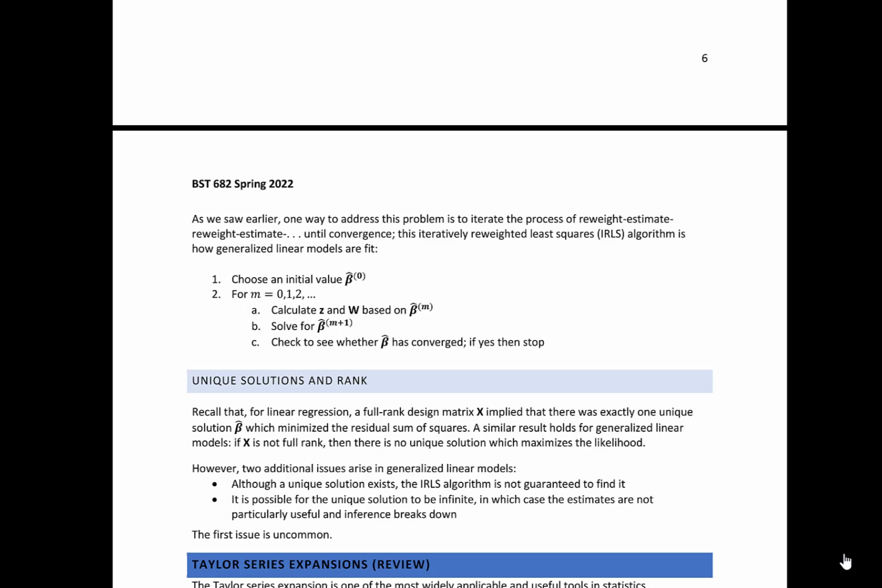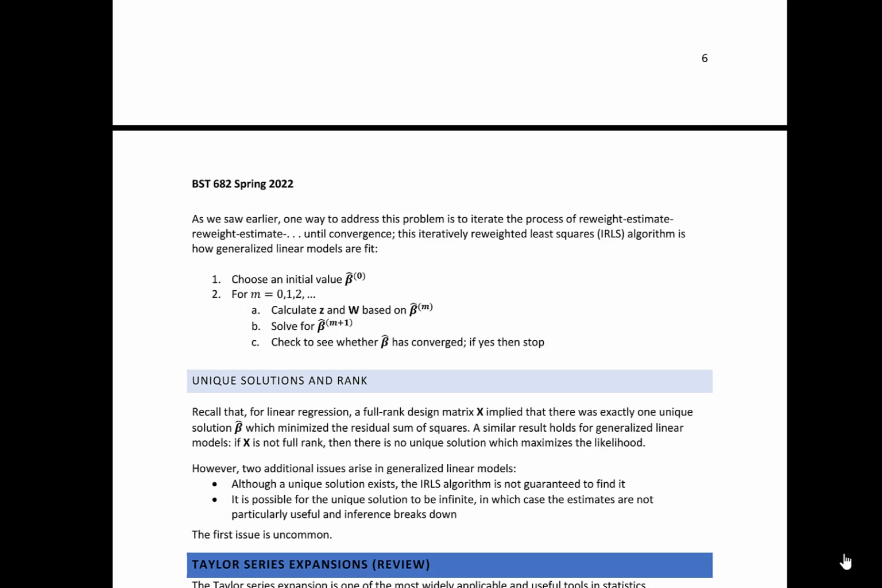So just as a note here, recall that for linear regression, a full rank design matrix implies that there is exactly one unique solution to beta hat, which minimizes the residual sum of squares. A similar result is going to hold here. If X is not full rank, then there's no unique solution that maximizes the likelihood.